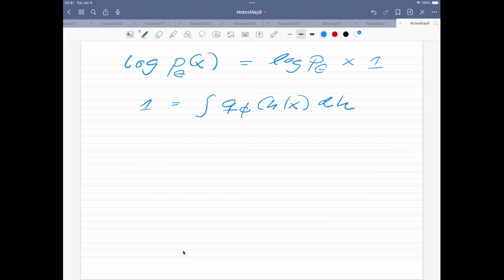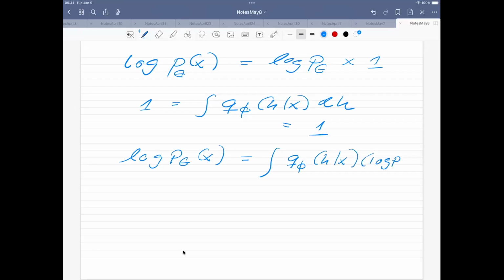And this is a probability distribution which is normalized to 1. So that means that I could now rewrite this quantity. So log of P theta of X is something which we could rewrite as Q of phi of H given X multiplied with log P theta of X and multiplied with dH.